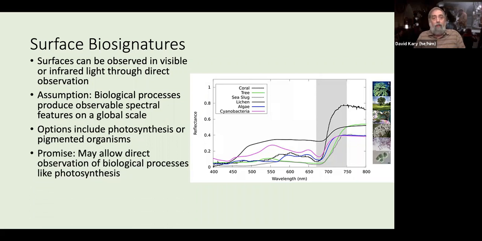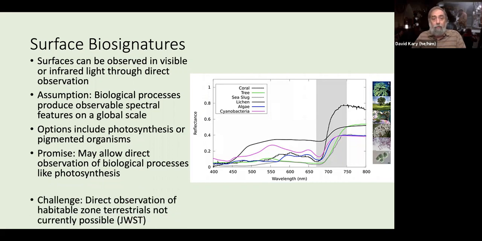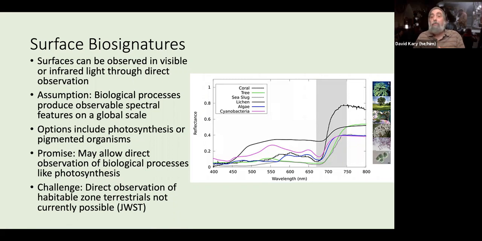So the promise here, well, this may not only let us detect life, it may actually let us detect an actual biological process going on on a planet. The challenge right now, we can't do this. Okay, we cannot directly image a terrestrial planet within the habitable zone of its star. It is hoped that the James Webb Space Telescope will fix that problem for us, that they may actually be able to do that. As with all things with James Webb Space Telescope, I will believe it when I see that first spectrum come down, when I see that first image come down. Until that's launched, until that happens, we just have to hope on that one.